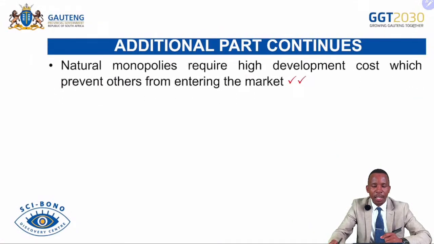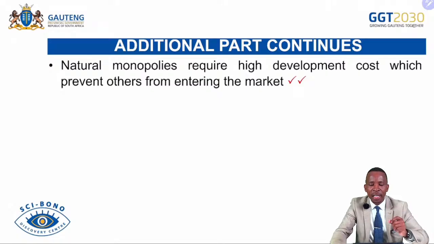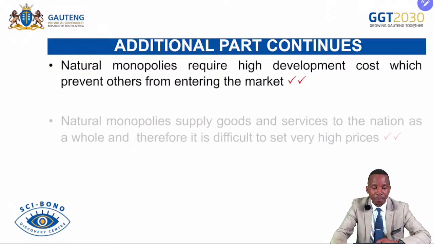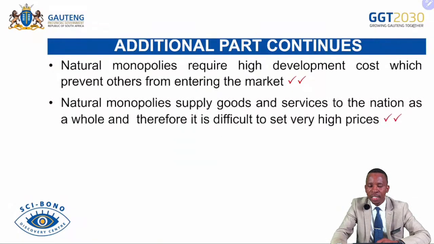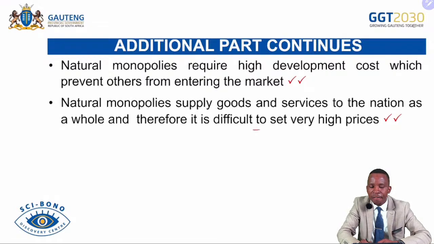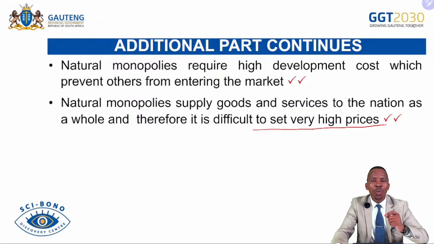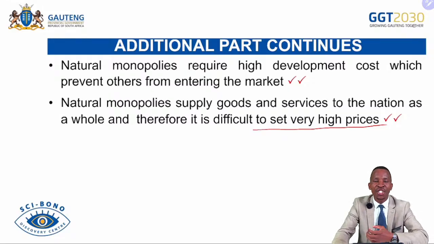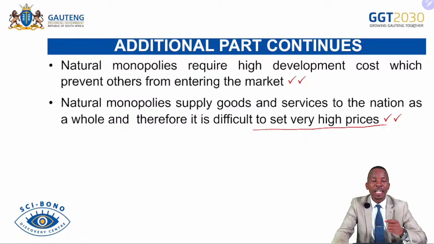We continue. Natural monopolies require high development costs, which prevent others from entering the market. There is so much high development cost that will always prevent them from making economic profit in the long run, because for them to improve and adapt to new technology, a lot of money is required. Natural monopolies supply goods and services to the nation as a whole, and therefore it is difficult to set a very high price. They cannot do what is done by artificial monopolies by restricting output and increasing the price, because their main mandate is social welfare and social well-being.